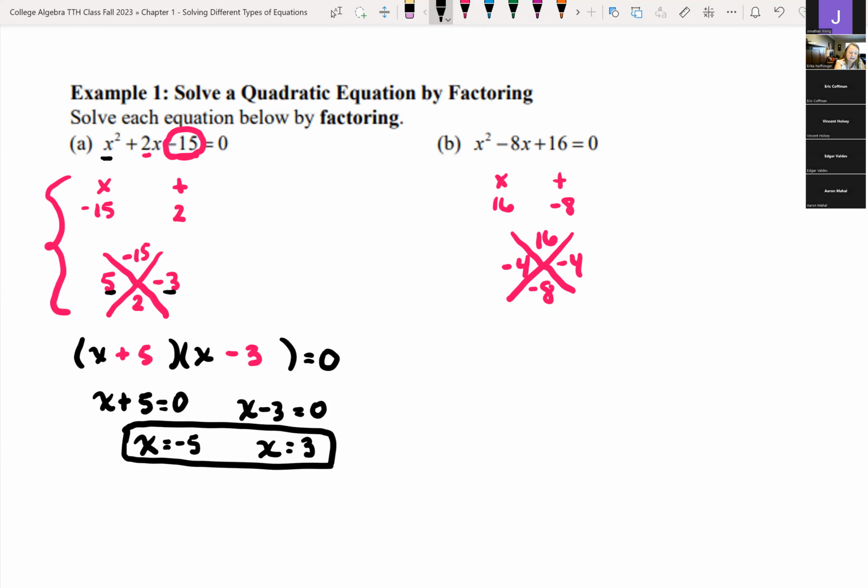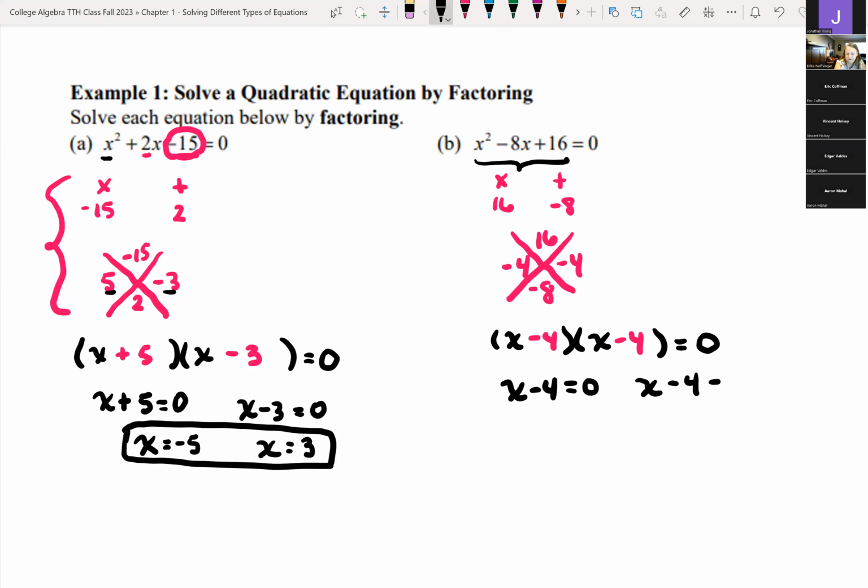And so we can rewrite this as x minus 4 all times x minus 4 is equal to 0. Okay, so we just factored the left-hand side. And so now we're looking at x minus 4 equal to 0 and x minus 4 equal to 0. And we're going to get the same result in each case. We would add 4 to both sides. So we get x is equal to 4. We have one solution, 4.